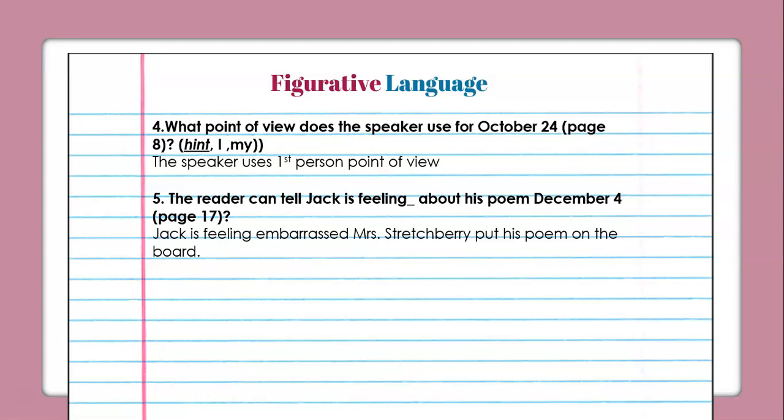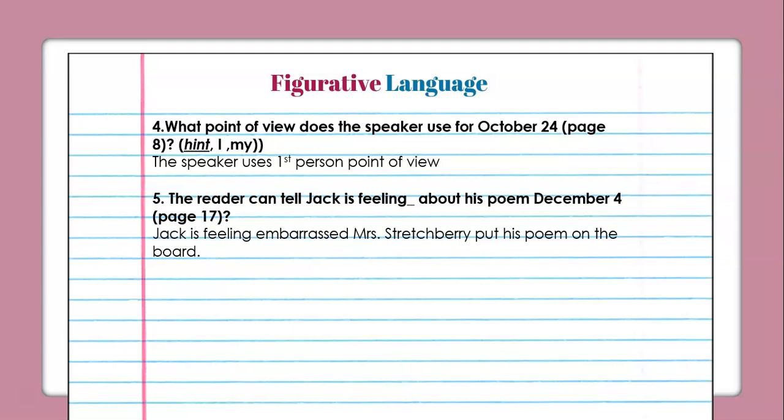Well, look what he said. He said, "Don't put my name on it in case someone thinks that is not a poem." So on December 4th, he was not proud of his poem. He was embarrassed. But of course, we know that later on, he actually does put his name, right? So later on, when he does put his name, he's actually feeling proud, right? But not on December 4th, so be very careful.